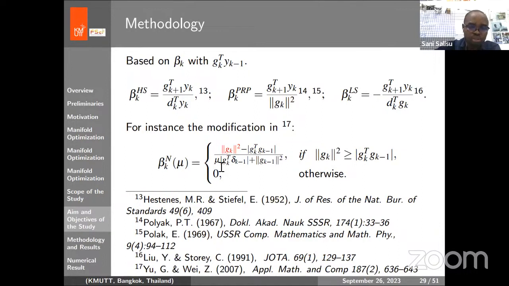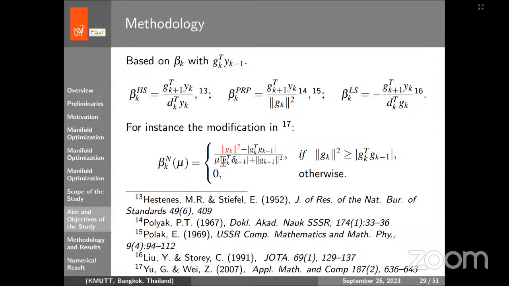Okay. I would like to understand this very well. Is beta k, for each k, a function depending on mu, or does one need to fix mu first, then you define beta k based on the fixed mu?